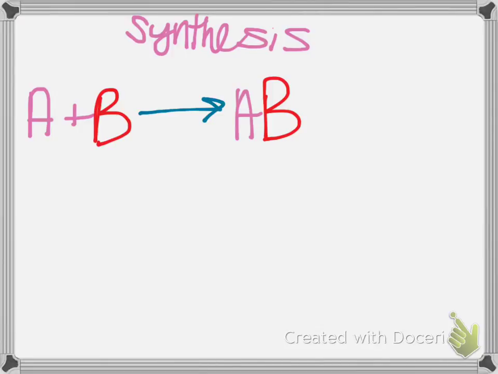There are 6 different types of reactions. The first and the most basic one is called synthesis. So basically, in this reaction, there are 2 parts, A and B, that produce a whole, AB.